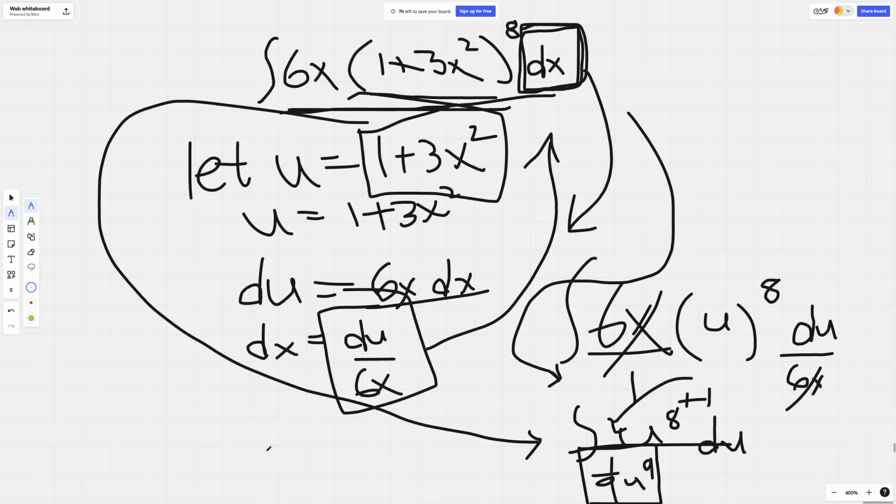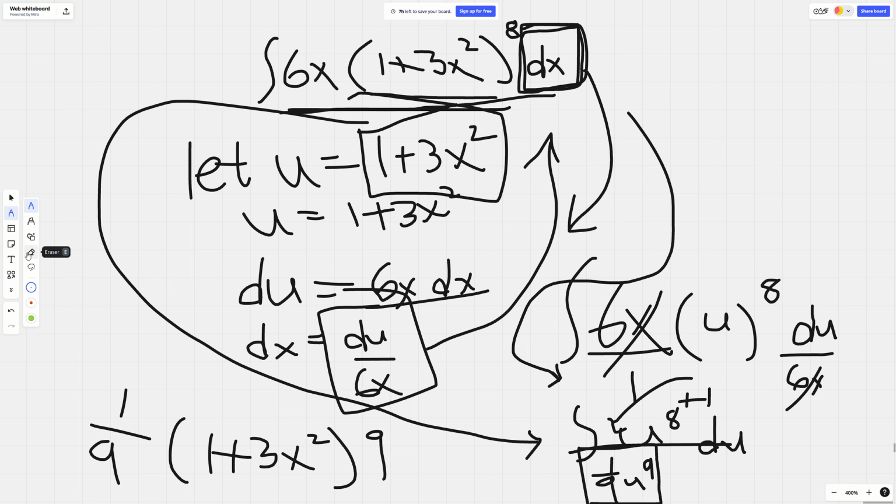So instead of 1/9 times u to the 9th, this is going to be 1/9 times (1 + 3x²) to the 9th. And we're done. That's it. Sorry, that was quite a large 9. Okay. Let me try that again. Yeah, that's good. And we're done.